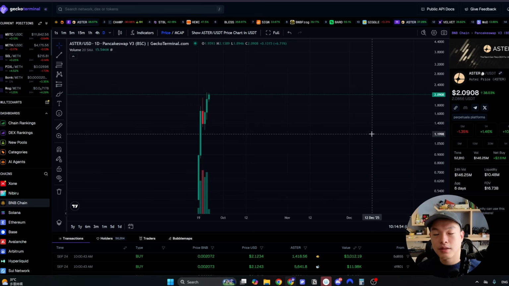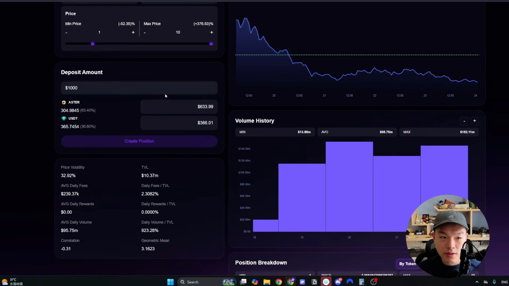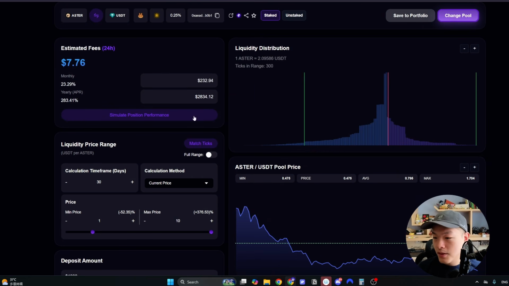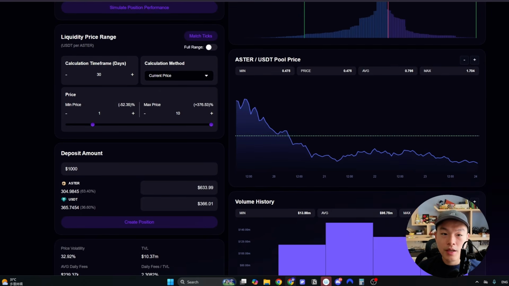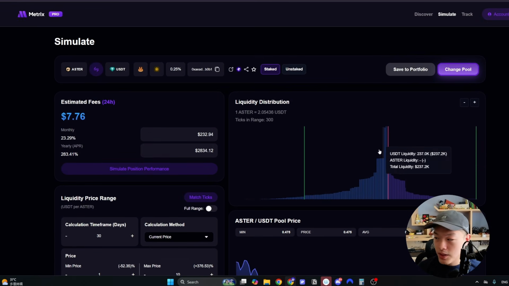So I do expect the yield to drop by quite a bit when more liquidity providers hop in. And also, if this token is not hot anymore, the volume would drop as well, right? So that's something to consider. This 200 something percent APR is probably temporary. And again, I don't like to use the ranges too tight because it's really high risk.